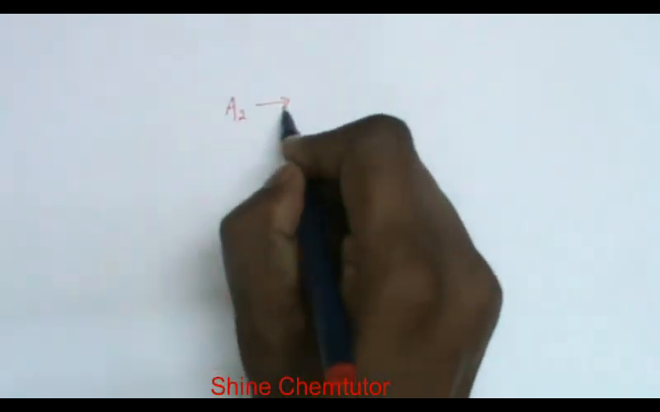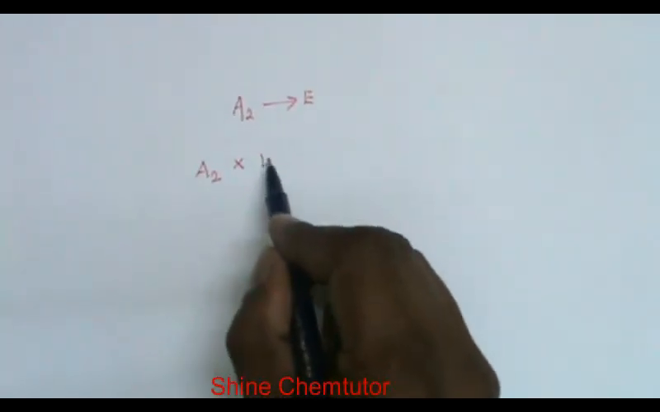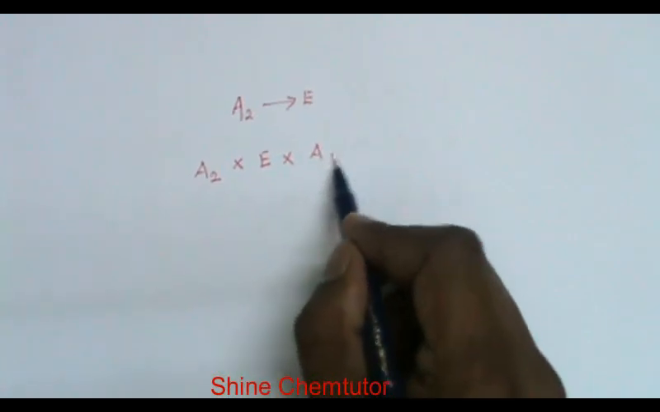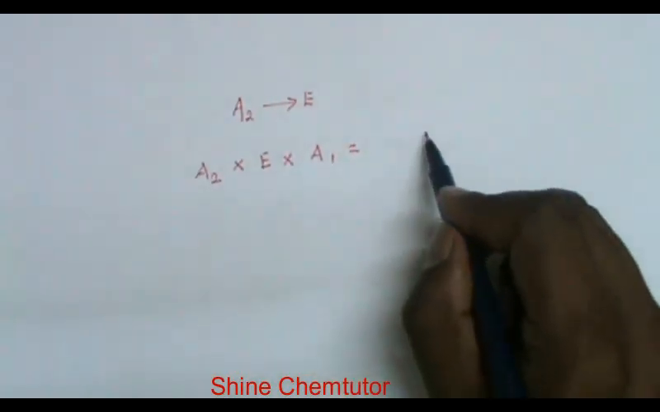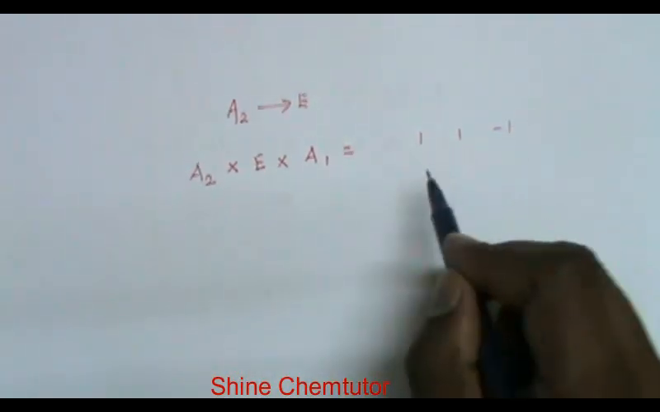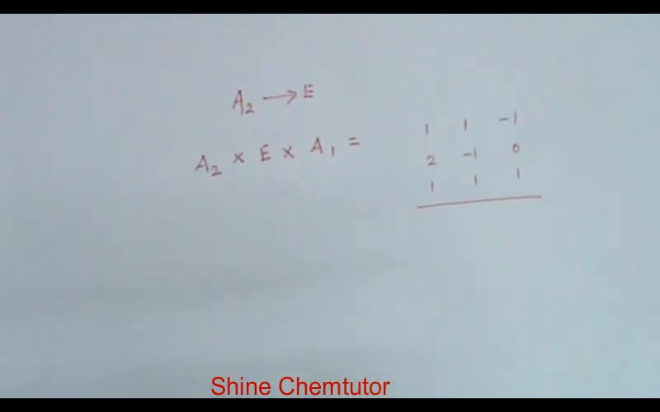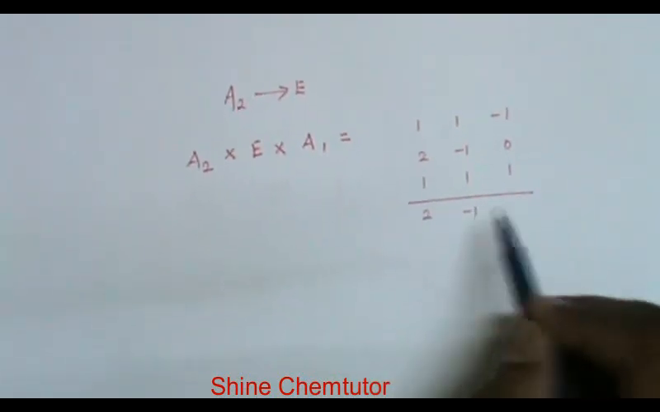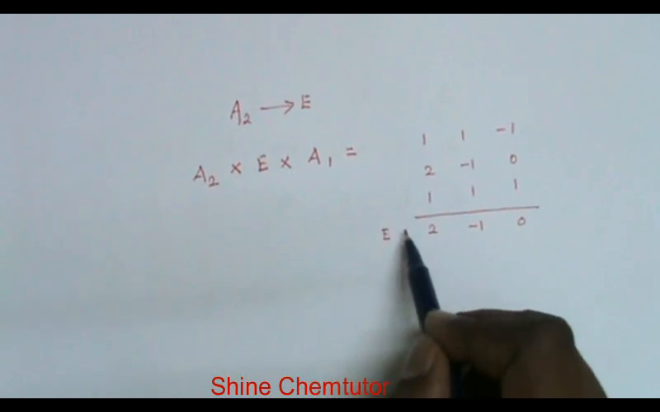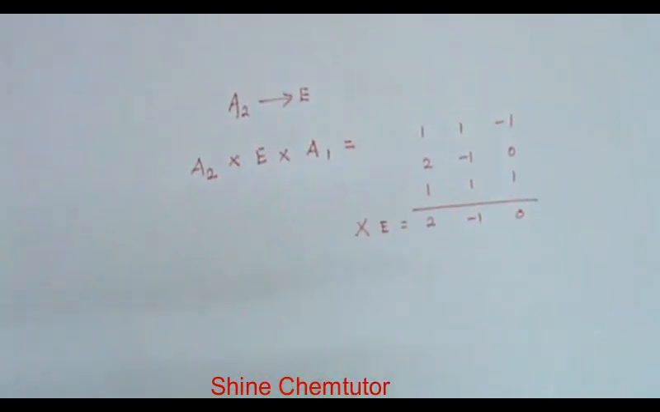I go for the third transition, A2 to E. A2 is the ground state, E is the excited state, and A1 is the representation for the z axis. When I go for the direct product, whatever I get is the characters 2, minus 1, 0. It is nothing but E. It is not totally symmetric, because of that it is not allowed for z.